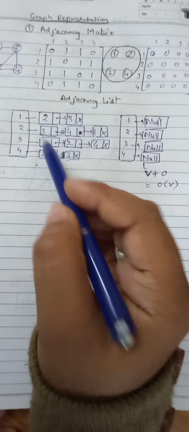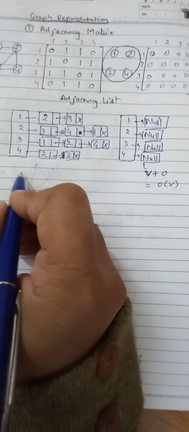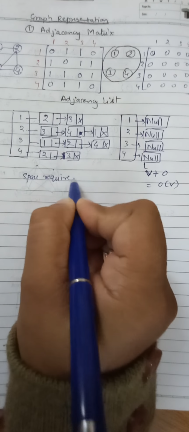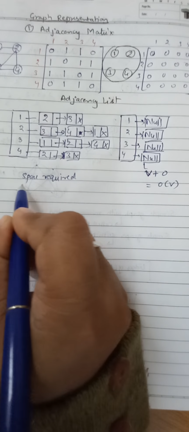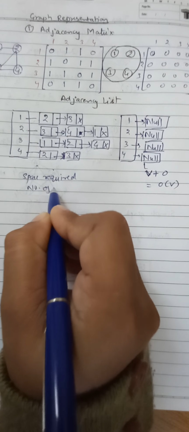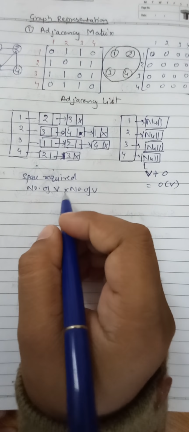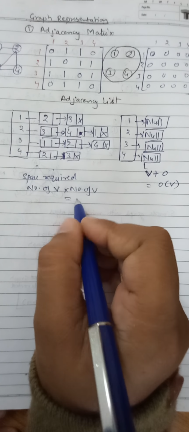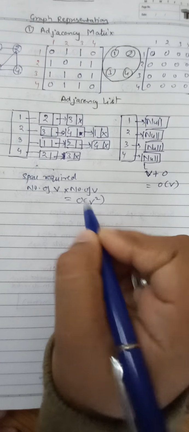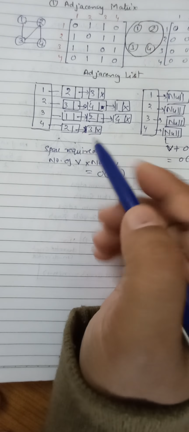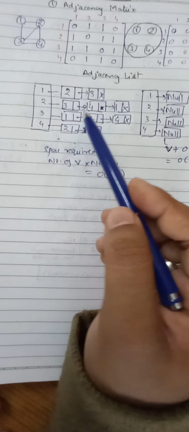And the space required for the adjacency matrix is number of vertices into number of vertices. So we can say order of V square for the adjacency matrix.